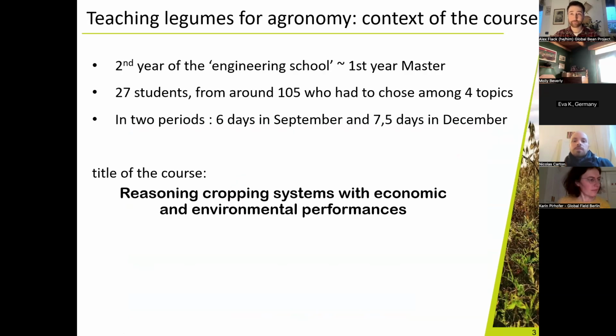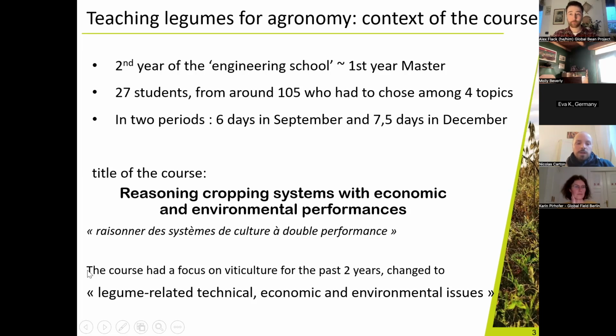I'm teaching master students in a French engineering school, at the level of the first year of the master. I had 27 students in the group this year. In the second year of their study, they can choose between 4 topics. The 27 students who were with me chose the specific topic of legumes. The title of the course was Reasoning Cropping Systems with Economic and Environmental Performances, and within this broad topic, we focused on legumes.